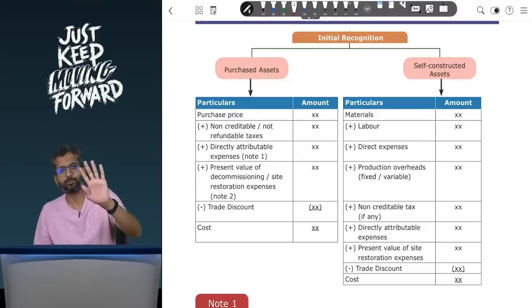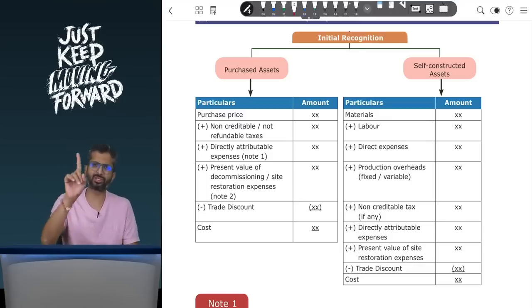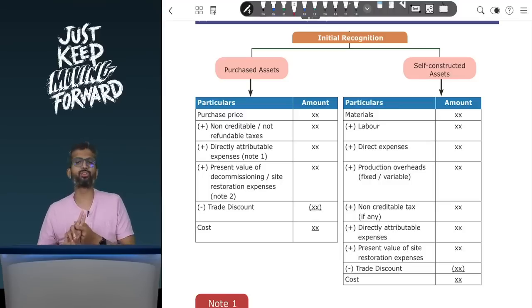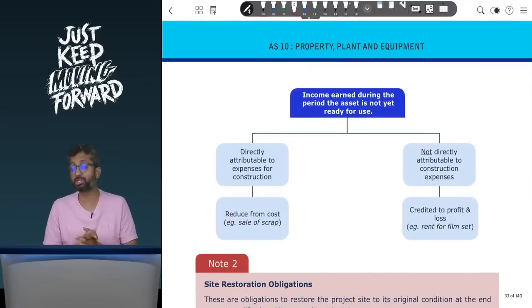So four items the standard very clearly says will not be taken as directly attributable expenses: inauguration expenses, losses or expenses after the asset is ready for use, employee training, as well as relocation. Apart from that, obviously administrative and selling and distribution expenses are not to be taken as a part of the cost of the asset.